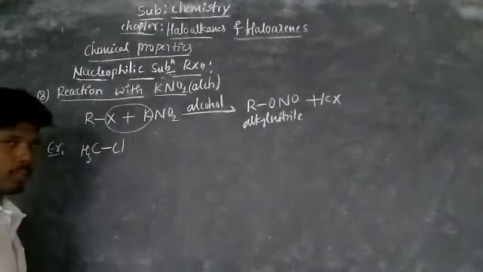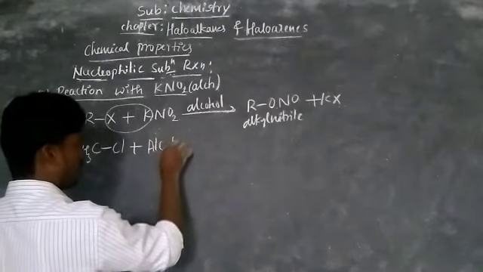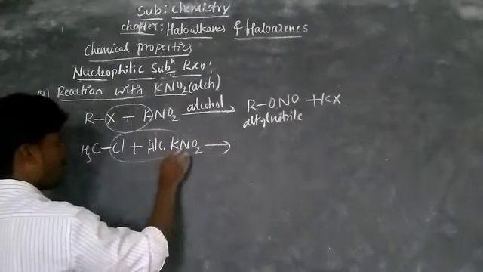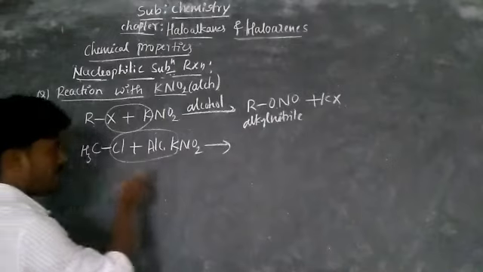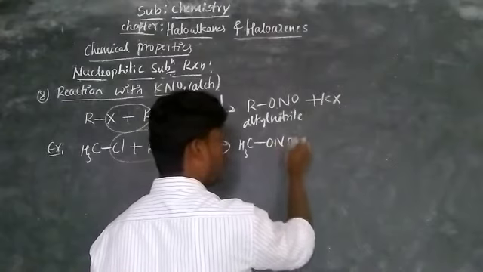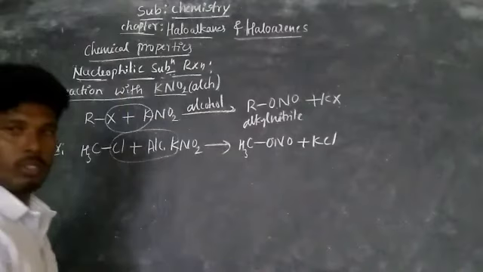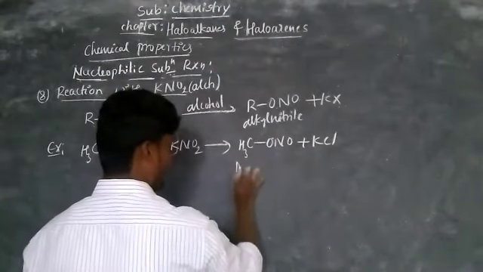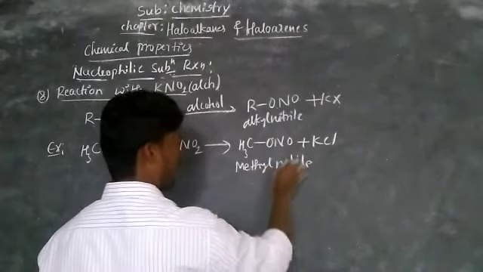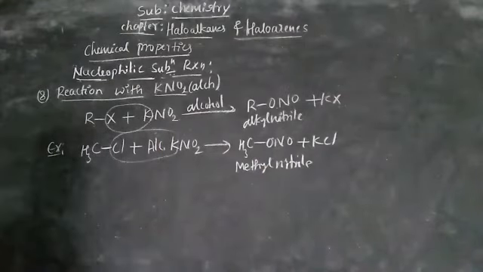In place of X, take chlorine plus alcoholic KNO2, potassium nitrite. What do you get? K and Cl become KCl, and the remaining thing is CH3 bond O NO, plus KCl. So what you get? Methyl nitrite. Okay, because only one carbon, and this is called the nitrite group, methyl nitrite.